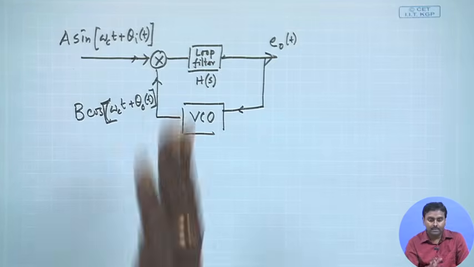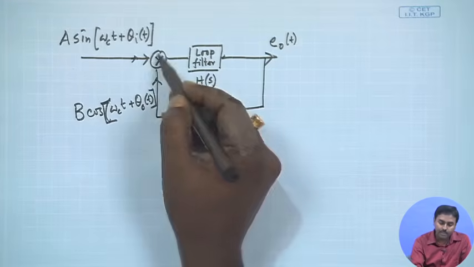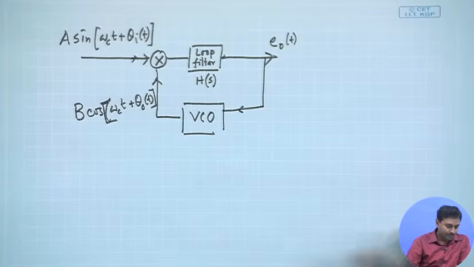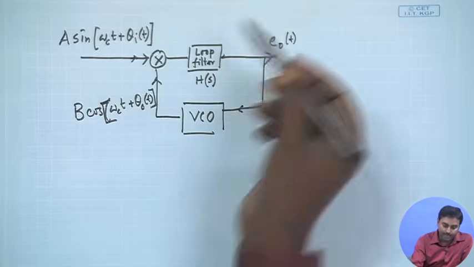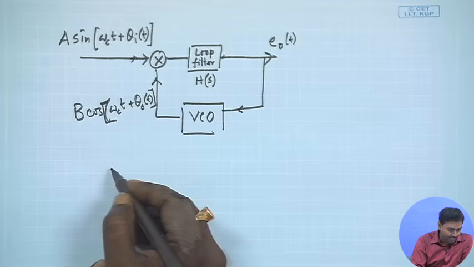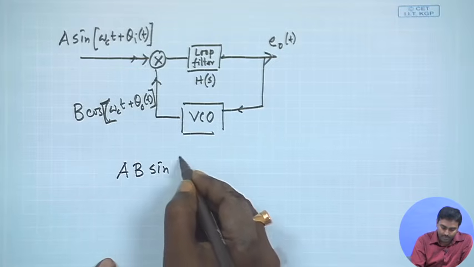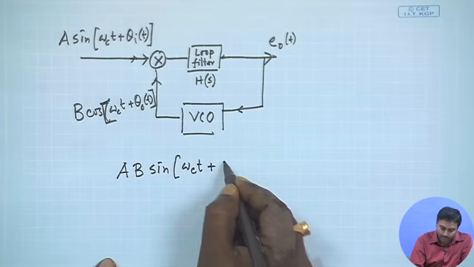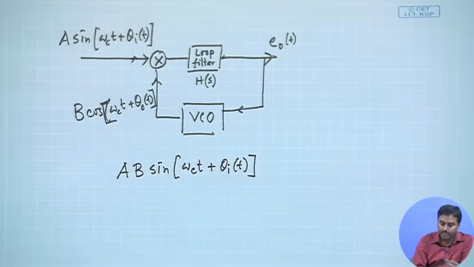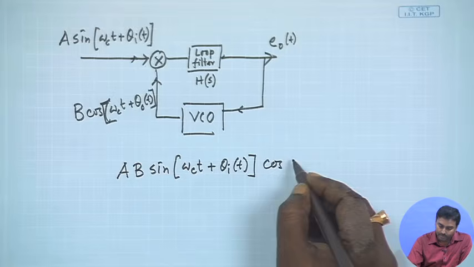Let us try to see if this is correct. Okay. This is what we are targeting. So, what is happening whenever we multiply? We will be getting a multiplication of these two. So, I have this and I have this. If I multiply, after multiplication it should be A into B sin(omega c t plus theta I(t)), that is the incoming signal with incoming phase, and then the VCO generated one.